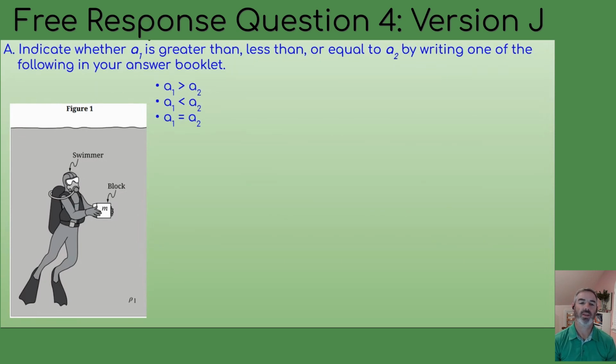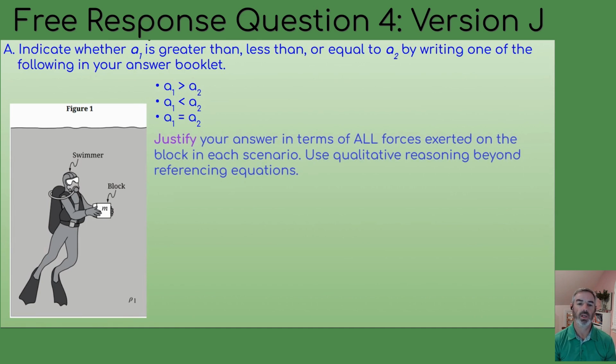So part A asks us to indicate whether a1 is greater than, less than, or equal to a2 by writing one of the following in our answer booklet: a1 is greater than a2, a1 is less than a2, or a1 is equal to a2. We want to justify our answer in terms of all forces exerted on the block in each scenario, and we want to use qualitative reasoning beyond referencing equations. So we can't use equations necessarily to manipulate.